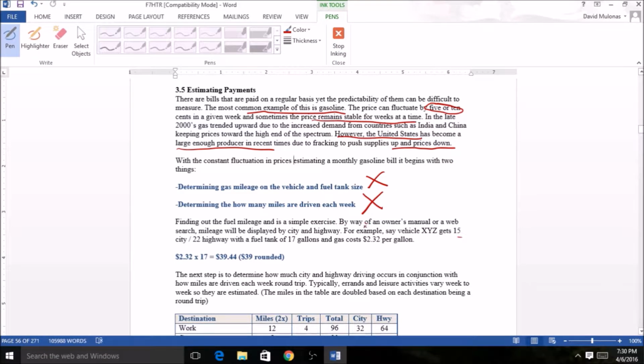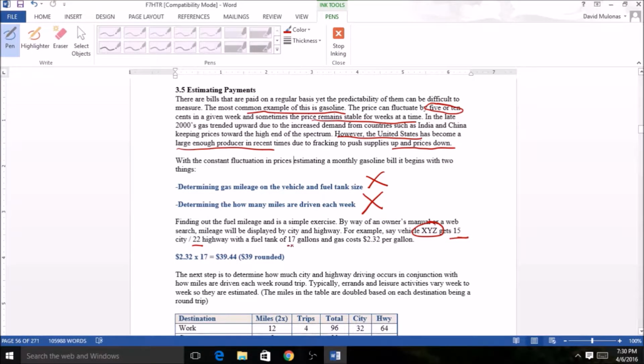So a few things we should do, pretty basic information that you can find in an owner's manual or on the web, is you need to know obviously the vehicle you're driving, so I think that's pretty easy. And then the city and the highway gas mileage.